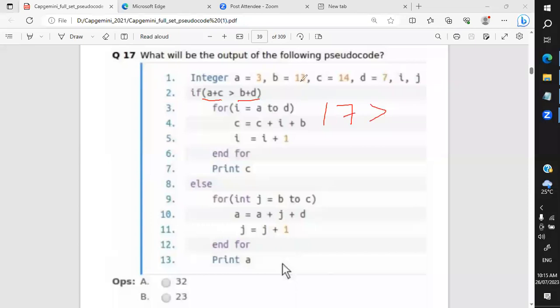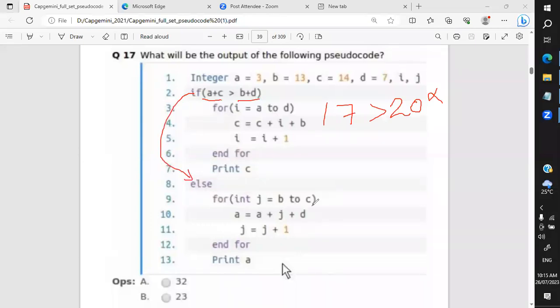What is B plus D? 13 plus 7. What is 13 plus 7? 20. Am I right? 17 greater than 20. Is it true? No. As of my knowledge, it is false. As it is false, we'll go for the else block. So from here, it will go to the else block. In the else block, what is there?